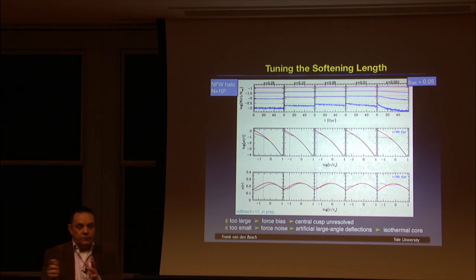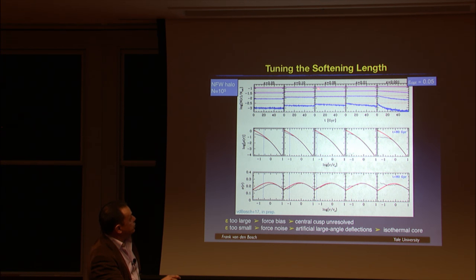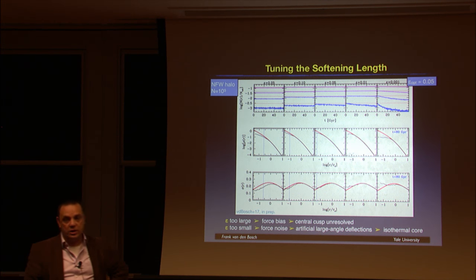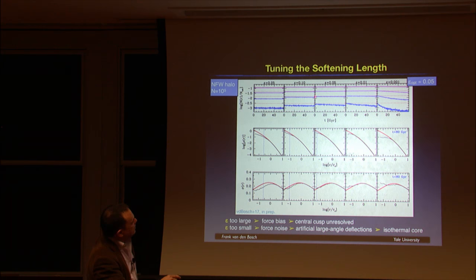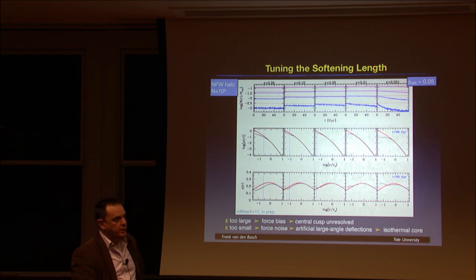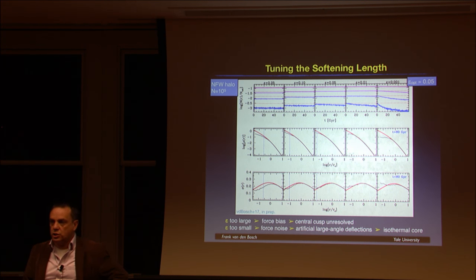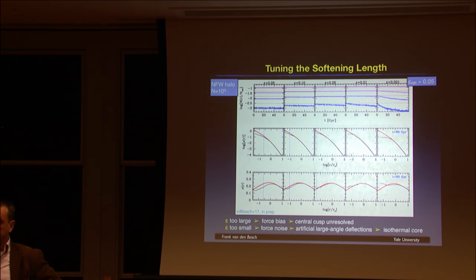So what you do is you find something in between. You compromise. And in this case, you find that a softening length of 0.05 for 10^5 particles is what you want. You see you're almost on the dotted line. You're almost constant with time. After 60 gigayears, the velocity dispersion profile and the density profile are still pretty good. This is the best you can do with 10^5 particles.